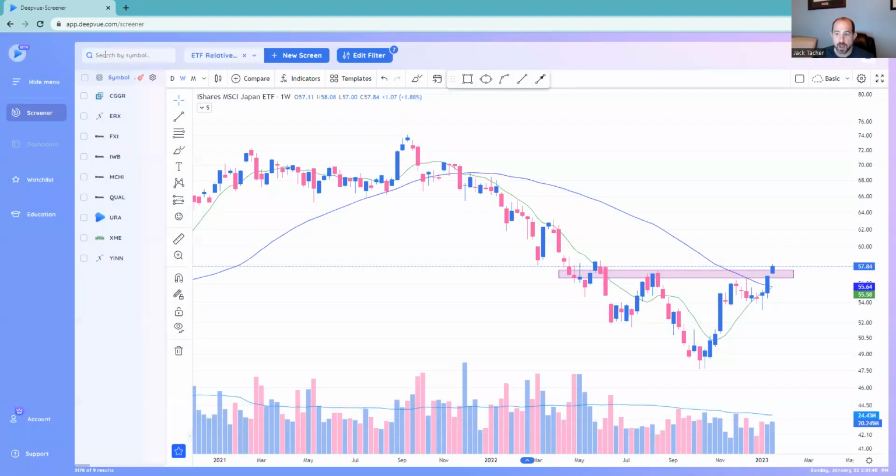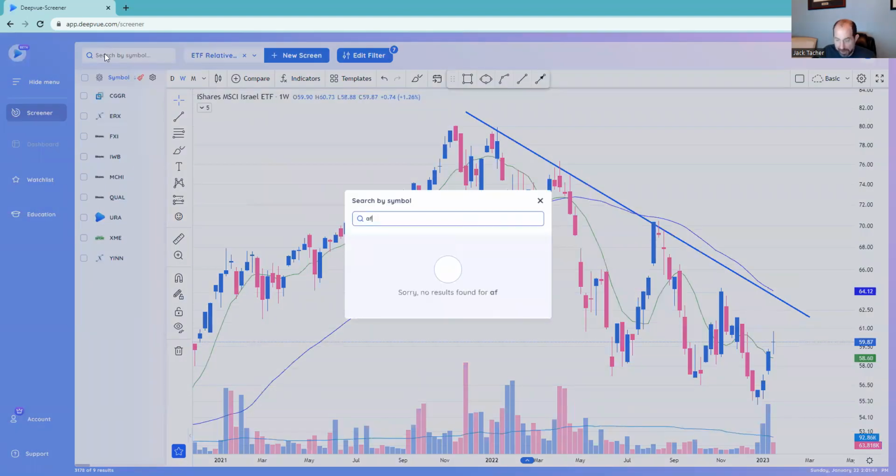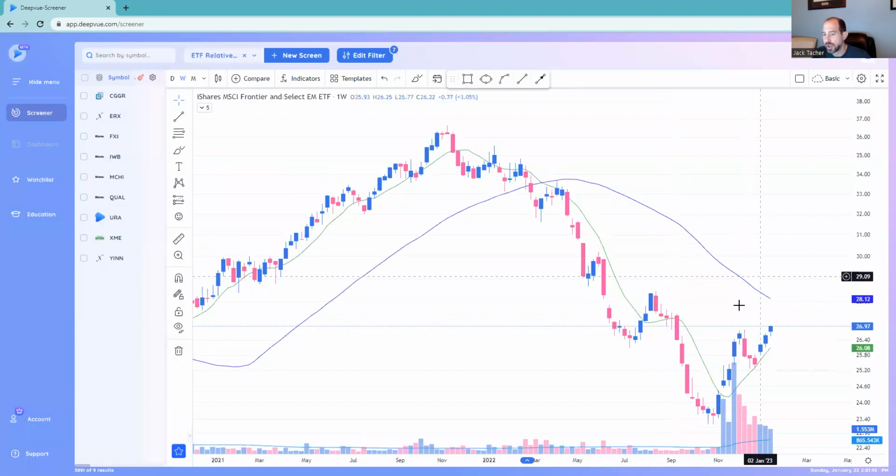EIS, Israel, not looking that good. Africa, AFK, again, Africa, not looking good. And then just look at frontier markets in general. Again, not looking great. Okay.